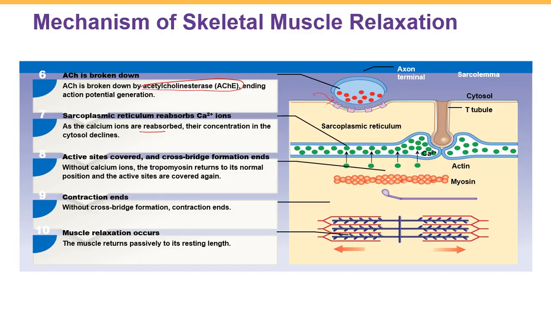So they're going to reabsorb the calcium ions, and without calcium ions, tropomyosin returns to its normal position and again covers the active sites of the actin molecule. Without those exposed sites, without calcium, the cross bridge is not going to form, and contraction ends. Then muscle relaxation occurs. For muscle relaxation, we need the acetylcholinesterase enzyme. We need to reabsorb calcium ions, returning them to the sarcoplasmic reticulum. Then the tropomyosin and troponin need to get back to their normal position. Now all of the active sites on the actin molecule are covered, and there is no way the myosin head can bind to the actin. This is the end of the contraction.